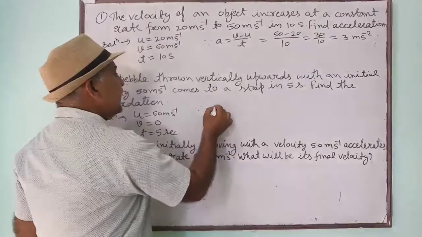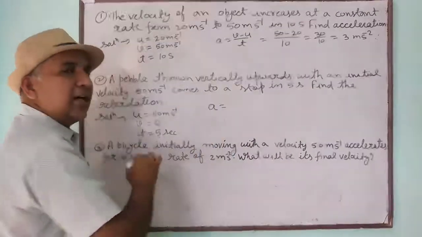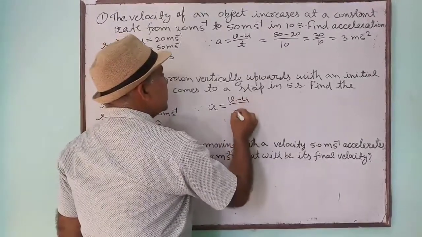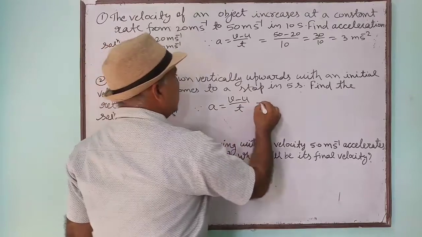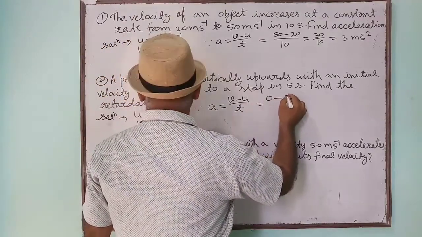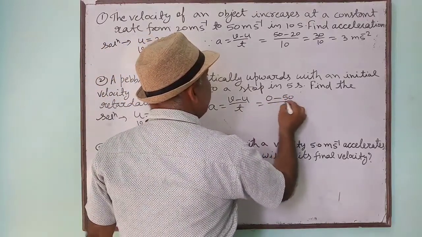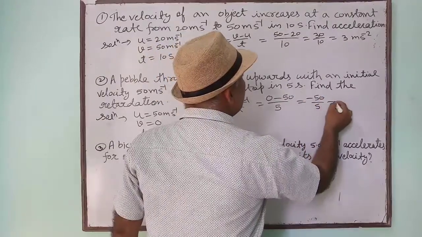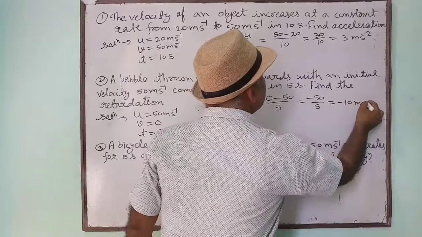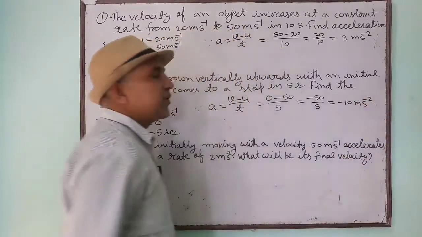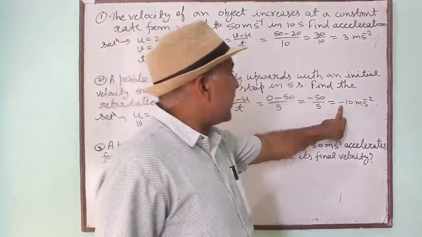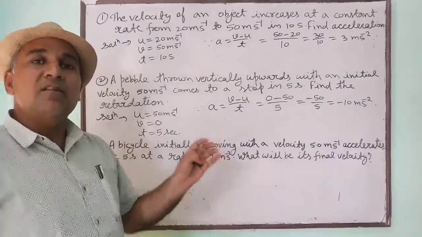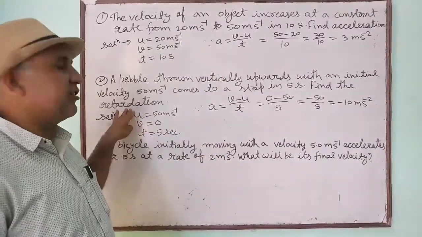That means, again you will apply the formula for acceleration. And it will be v minus u upon t. Now put the value. V is 0, u is 50 and t is 5. Means minus 50 upon 5 means minus 10 meter per second square. This minus sign is showing that acceleration is negative. Acceleration is negative means retardation.